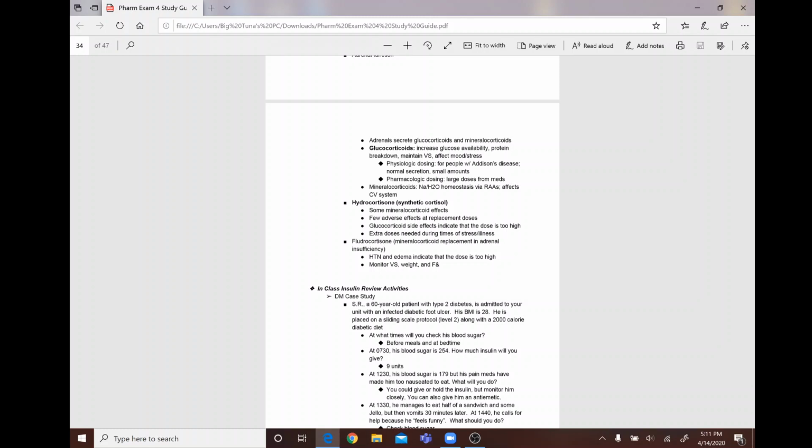It affects the cardiovascular system. Hydrocortisone is a synthetic cortisol. You have some mineralocorticoid effects, with few adverse effects at replacement doses. Glucocorticoid side effects indicate that the dose is too high. Extra doses are needed during times of stress or illness. Fludrocortisone is a mineralocorticoid replacement in adrenal insufficiency. Hypertension and edema indicate that the dose is too high. You're going to monitor vital signs, weight, and fluids and electrolytes.